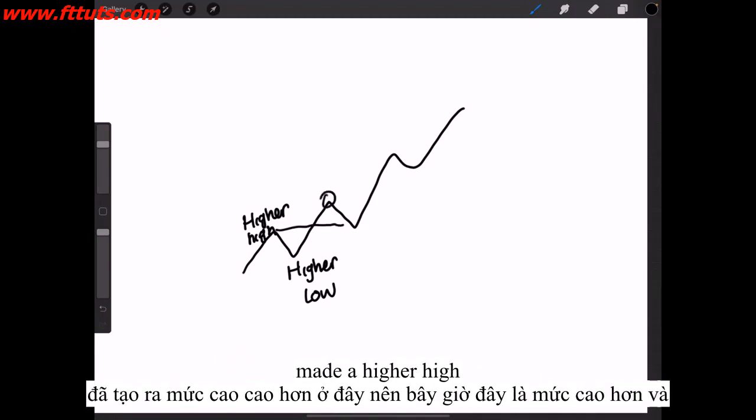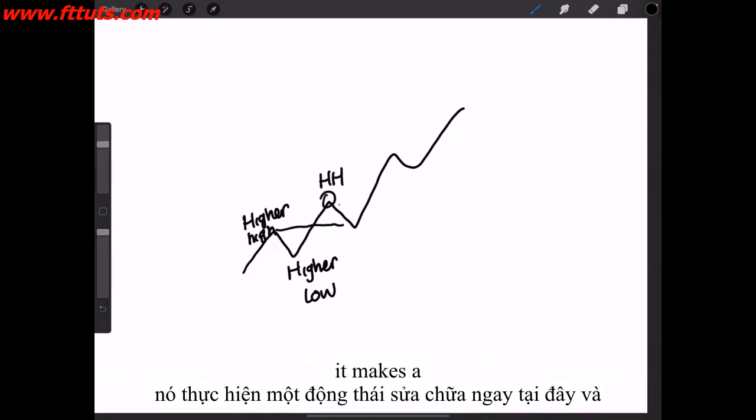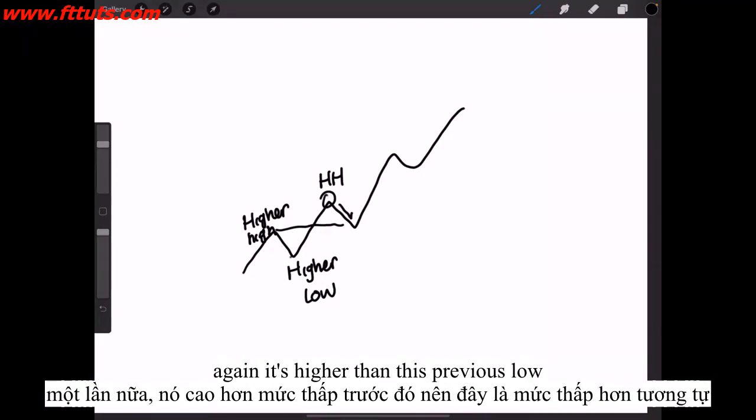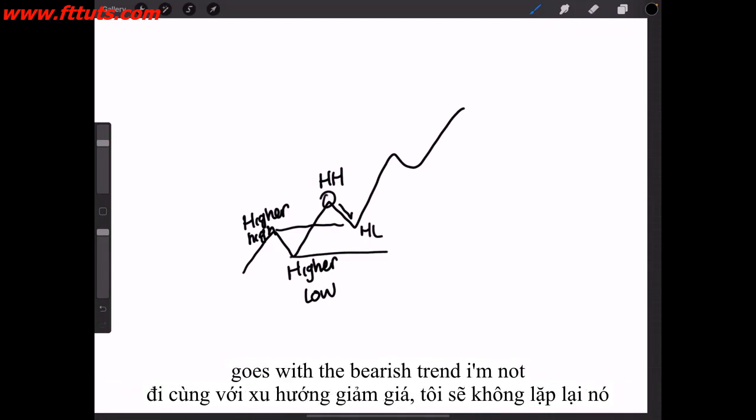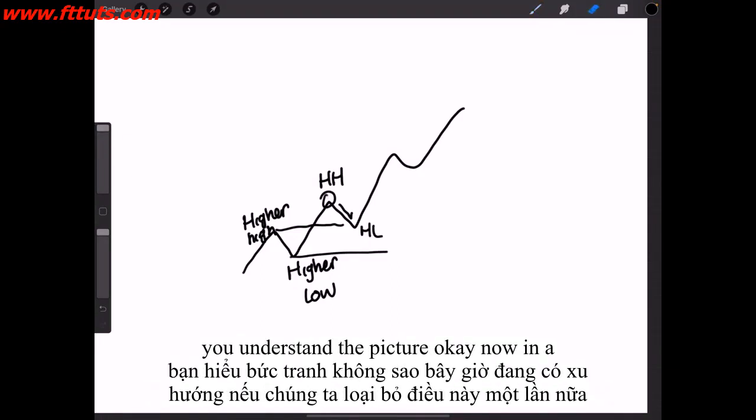Now, when price is moving up, like here, this is the high. Price has now made a higher high here. So now this is the higher high, and it makes a corrective move right here, and again it's higher than this previous low, so this is the higher low. Same thing goes with the bearish trend. I'm not going to repeat it, you understand the picture.